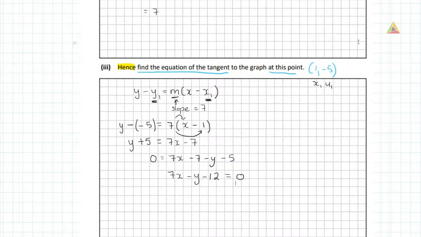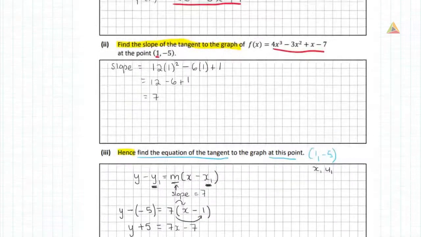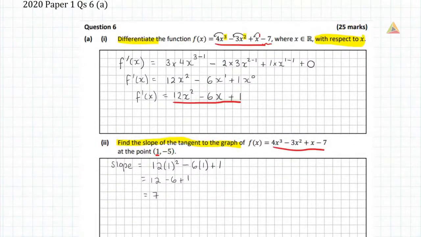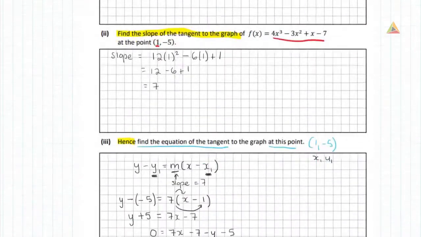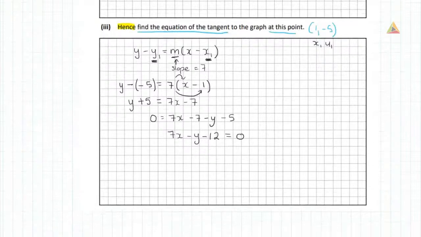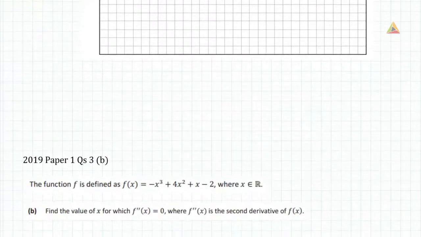So that was the first question where we had to use our differentiation. The first piece asked me to use differentiation, so just to differentiate. The second part said find the slope, and then using that slope, so our word hence, we then found the equation of the tangent at that point.